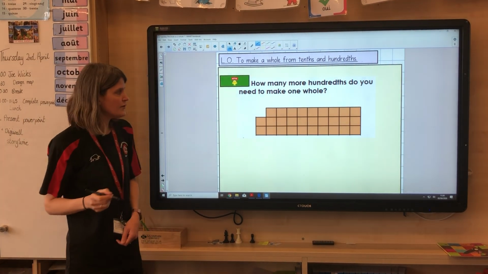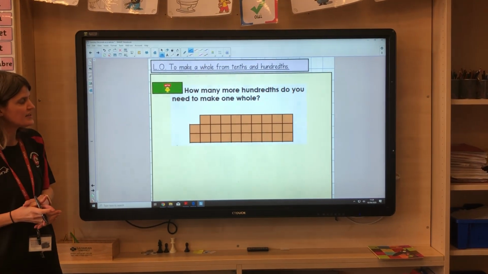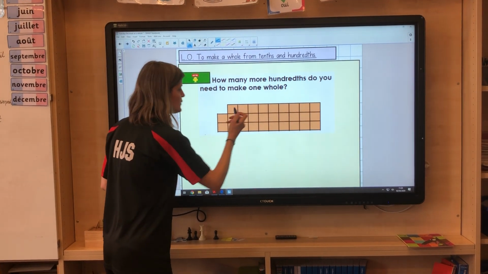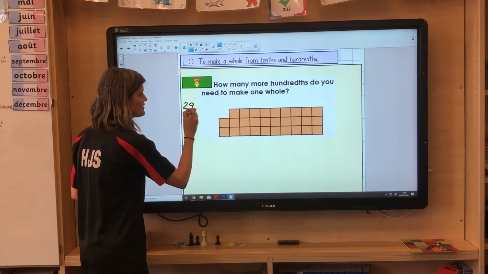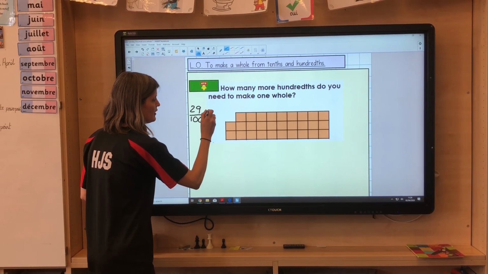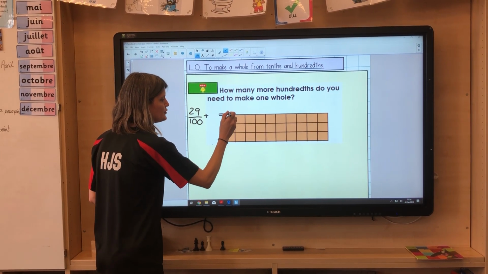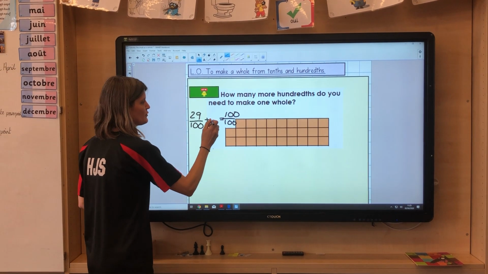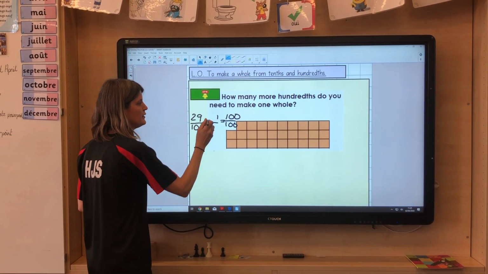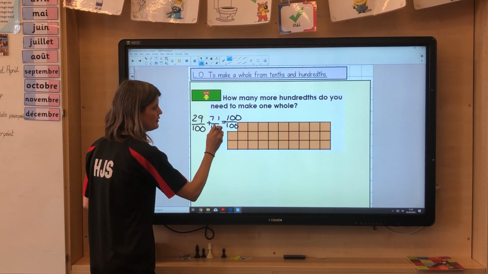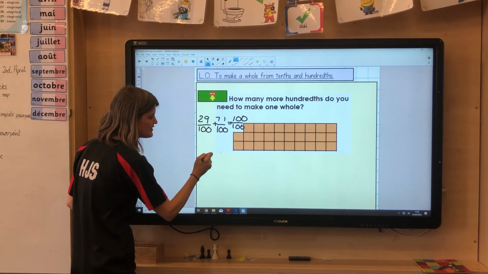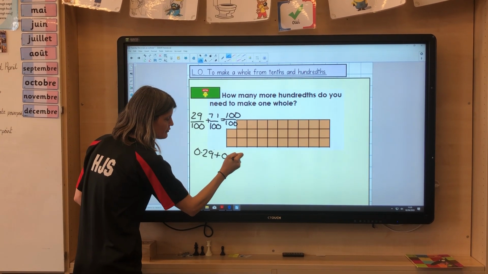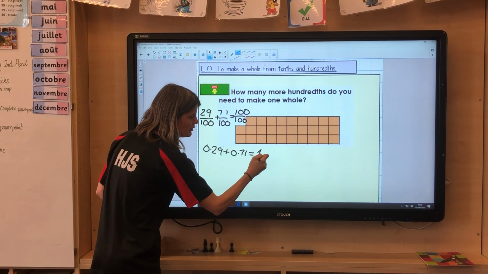Pause the tape, have a go. How many more hundredths do you need to make a whole? 10, 20, 29, I've got 29 hundredths. And I need to make 100 hundredths to make a whole. So I'd need to add on 1 and then 70. 71 over 100. You could have written it as a decimal, 0.29, add 0.71 equals 1 whole.